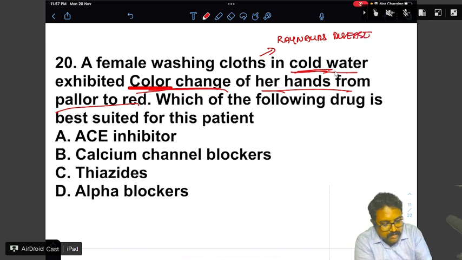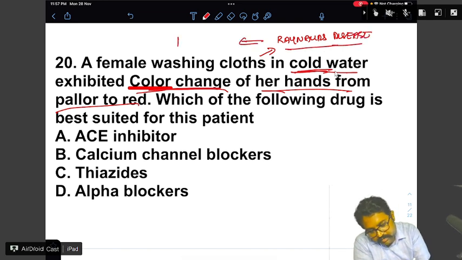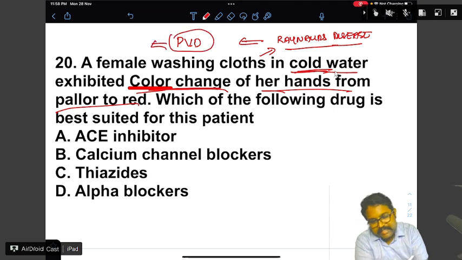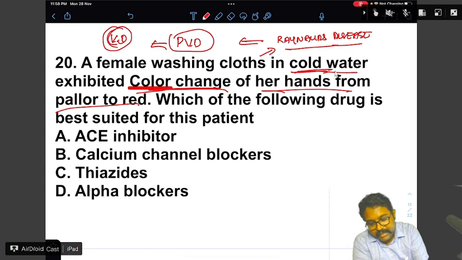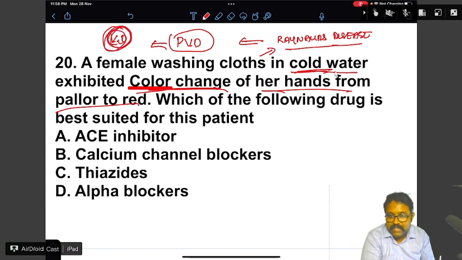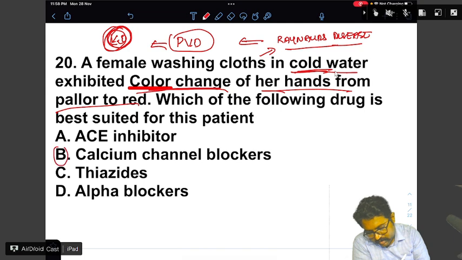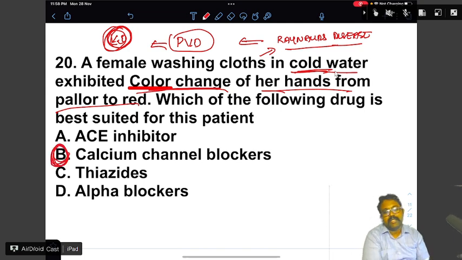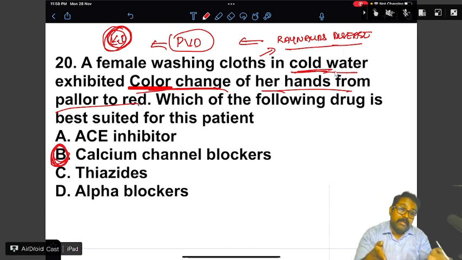So which is the drug? This is a peripheral vascular disease. Usually in case of peripheral vascular disease, the blood vessels will be vasoconstricted, so you need to give a vasodilator. Here one of the most potent vasodilators is the calcium channel blocker, which is preferred in the treatment of Raynaud's disease.